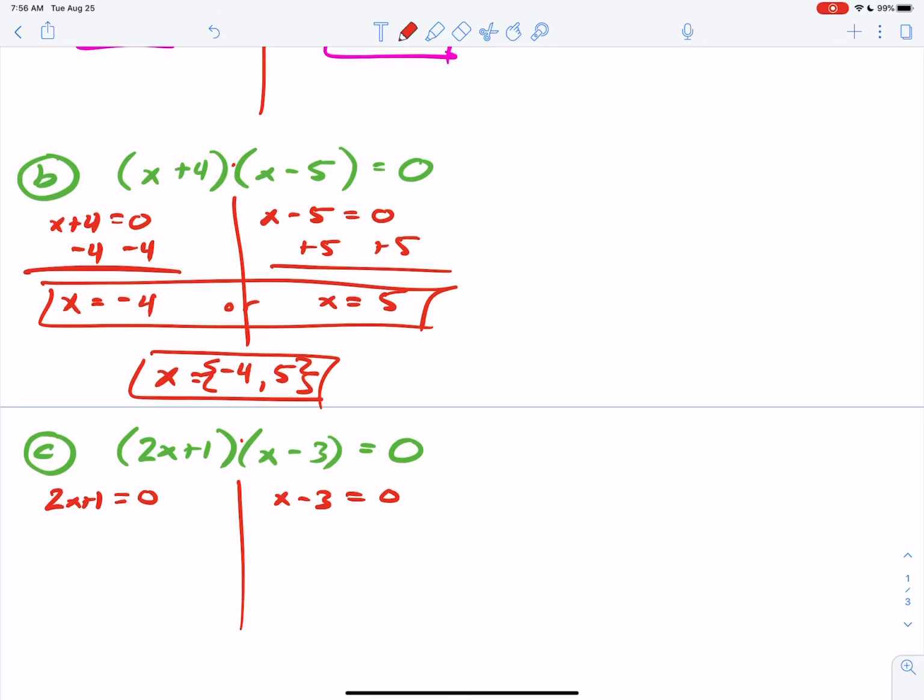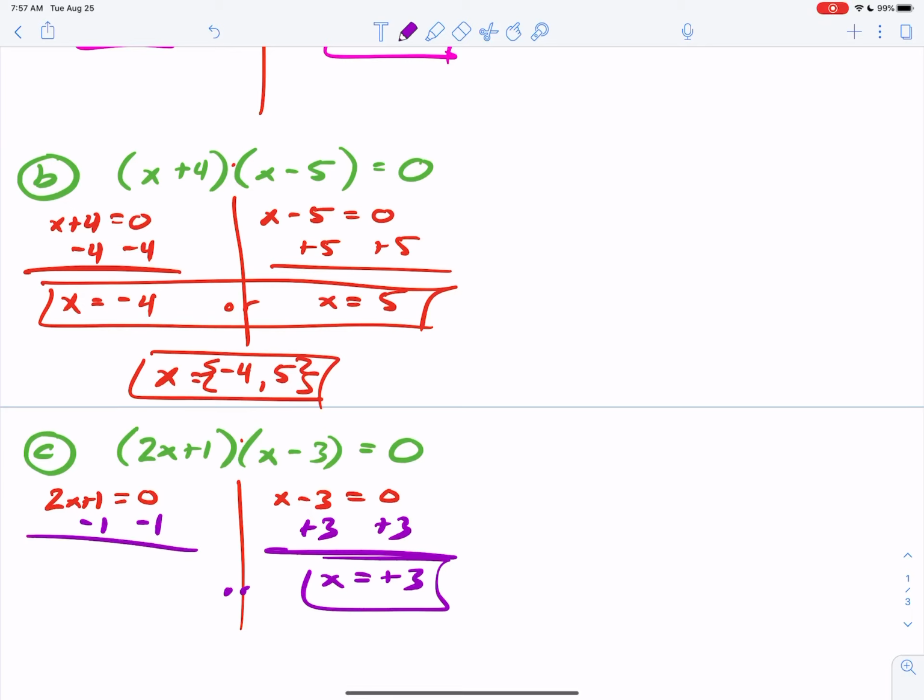Okay, I'll solve the second one first. Doesn't matter. So that comes out to positive 3. Or, now here I've got to do a little bit of work. I'm going to subtract my 1. I go opposite of positive 1. So now 2x is equal to 0 minus 1, which is negative 1. Keep the sign of the larger number.